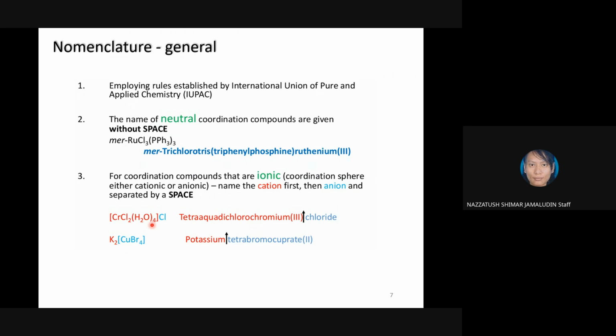Now, how do we arrange? Which comes first? We don't look at the alphabet of the prefix, tetra and di. We only look at the alphabet of the ligand. Aqua starts with A. Chloro starts with C. So aqua comes first, even though the prefix starts with T. Do you all get this?